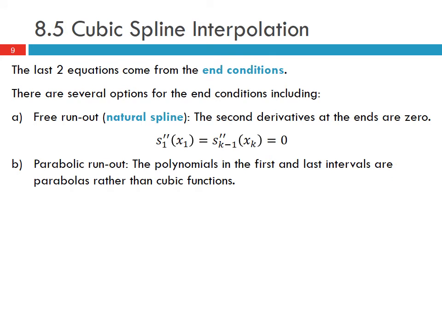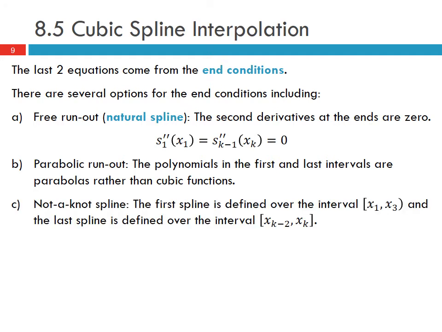We can also do what is called a parabolic runout, where the polynomials in the first and last intervals are parabolas rather than cubic functions. This allows us to reduce the number of unknowns. We can also use something called a not-a-knot spline, where the first spline is defined over the interval from x_1 to x_3 instead of just x_1 to x_2, and the last spline is defined over the interval from x_{k-2} to x_k.